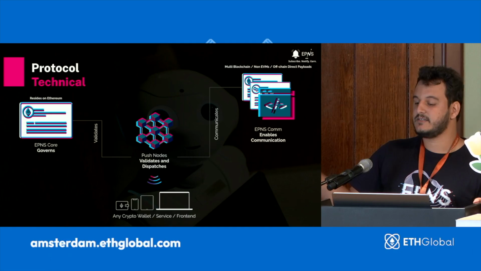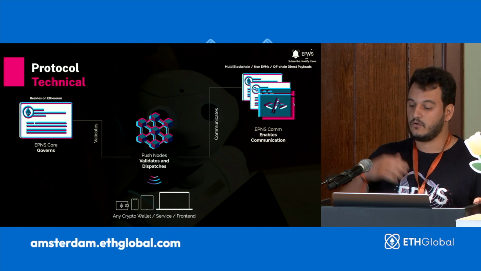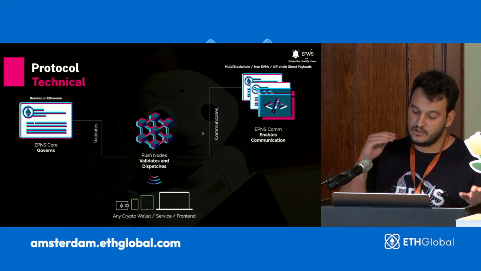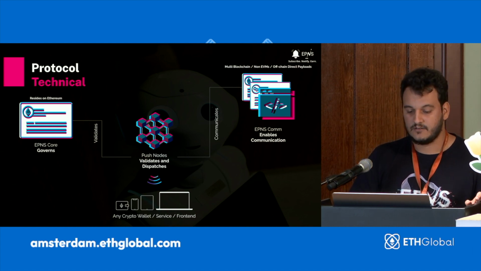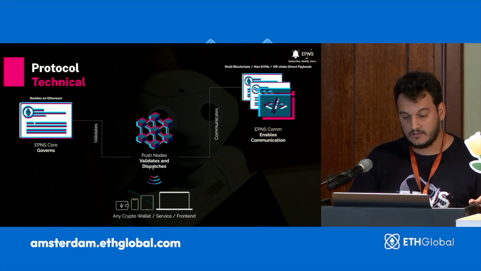And third but not least, we have a peer-to-peer network of validators that monitor communications emitted from the EPNS communicator layers, whether they're off-chain or on-chain notifications, and they index those notifications, so any crypto front end can simply fetch those notifications and display them in any way they want.